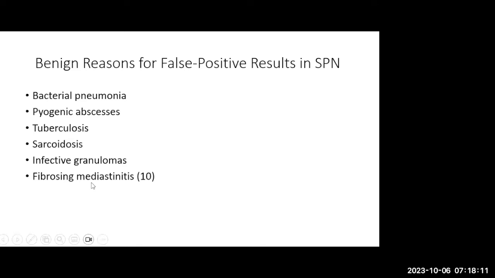And this is a list that, of course, doesn't include everything, but for example, pneumonia, an abscess, tuberculosis, sarcoidosis, infective granulomas, fibrosis, mediastinitis. All of those are benign findings that could really show some degree of uptake and then give you a false positive result on an FDG PET scan for a single pulmonary nodule. I want to show you an example here.